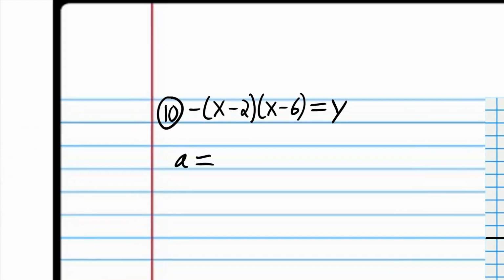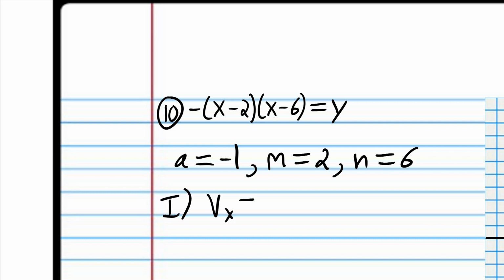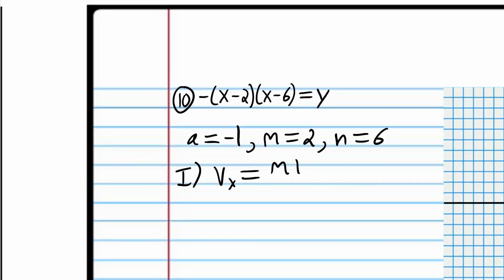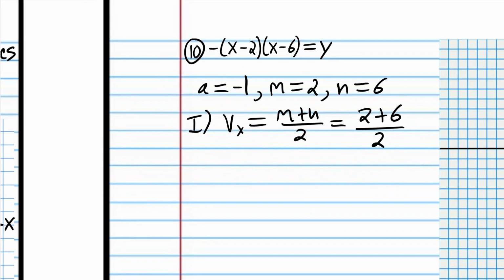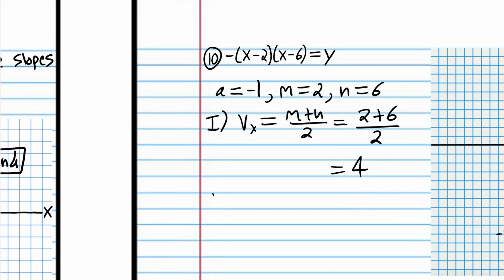Again, we have intercept form, so a is equal to -1, m is equal to 2, n is equal to 6. First step is to find the most important point, the vertex. And whenever you have intercept form, we always use that equation to find the x value of the vertex. And if you do the math, 2 plus 6 is 8, 8 divided by 2 is 4. And now to find the y value of the vertex, we just plug it into the original equation as usual. Plug 4 in. So just to be clear, I got that 4 from there.